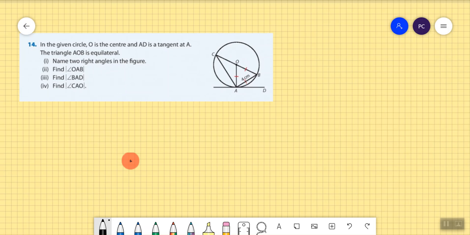So let's have a look at this question. In the circle, O is the center. Okay, so here's O. This is the center of the circle.